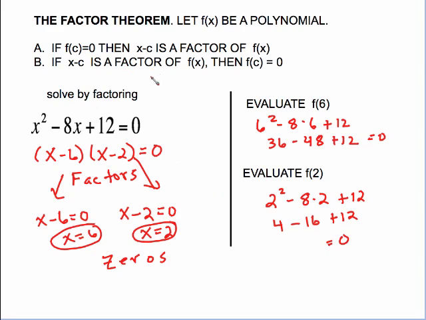Now go back to the c's and the x's and stuff so you understand what's what. If f of c equals 0, okay, in this case, c was 6. It equaled 0. That means that x minus 6 is a factor, and it is. It's right here when we factored it. If f of 2 gave us 0, that means x minus 2 will be a factor, and it is.